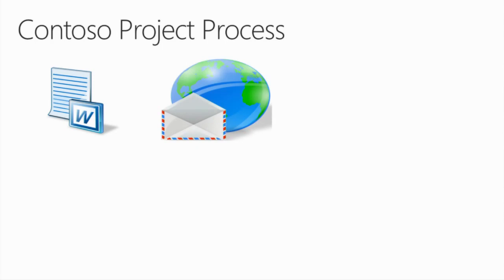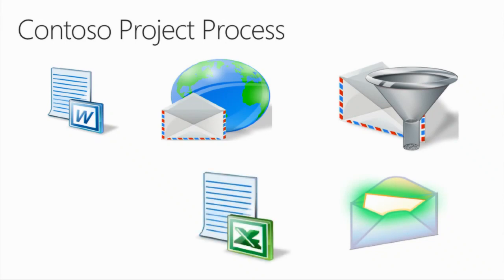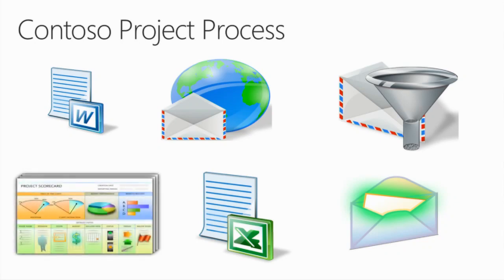So what's currently Contoso's process for having a new project? It starts with a written specification. They send this written specification by email. It gets filtered. At one point, somebody opens this, decides it's going to be a good project. It's currently being scheduled in Excel and nice reports. So that's the solution Contoso was using so far.